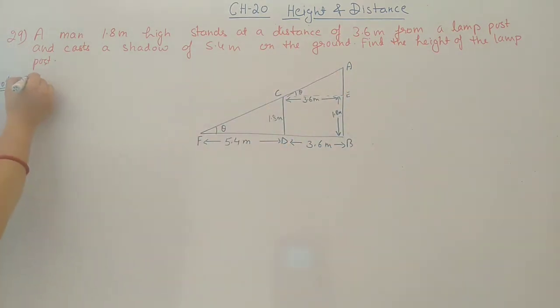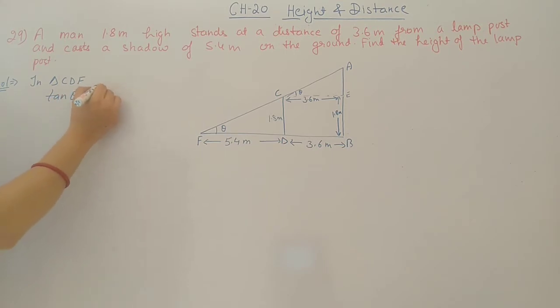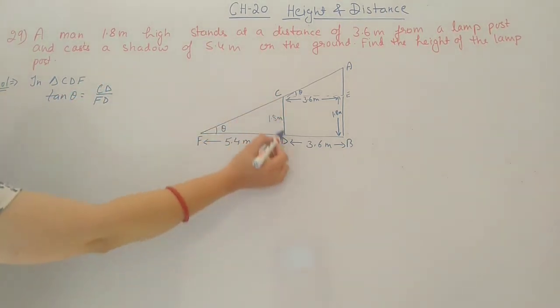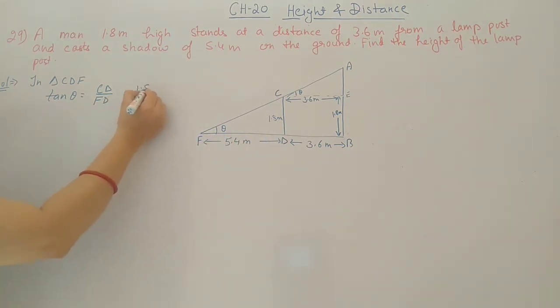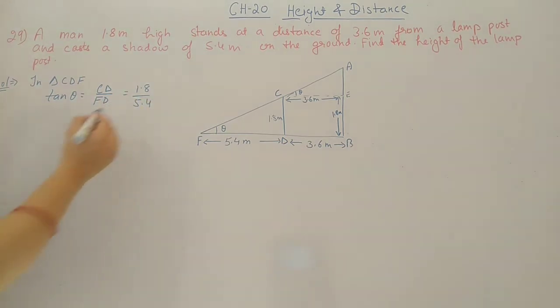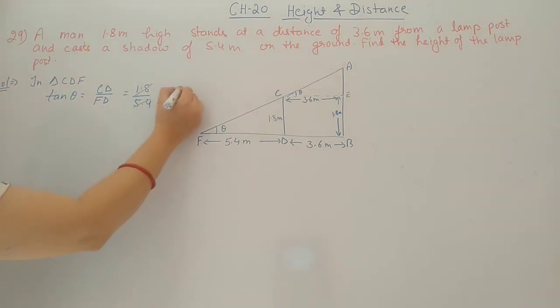So first we will take triangle CDF. Tan theta is equal to height by base. Height is CD and base is FD. So 1.8 by 5.4. Do the cancellation, you will get 1 by 3.